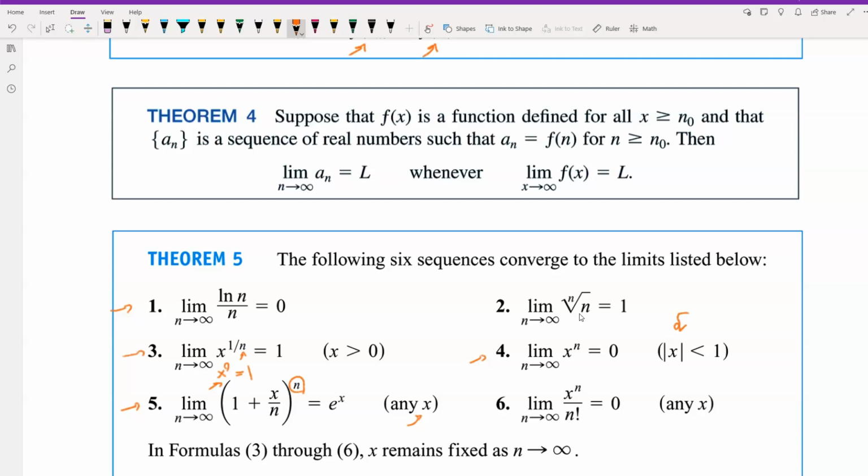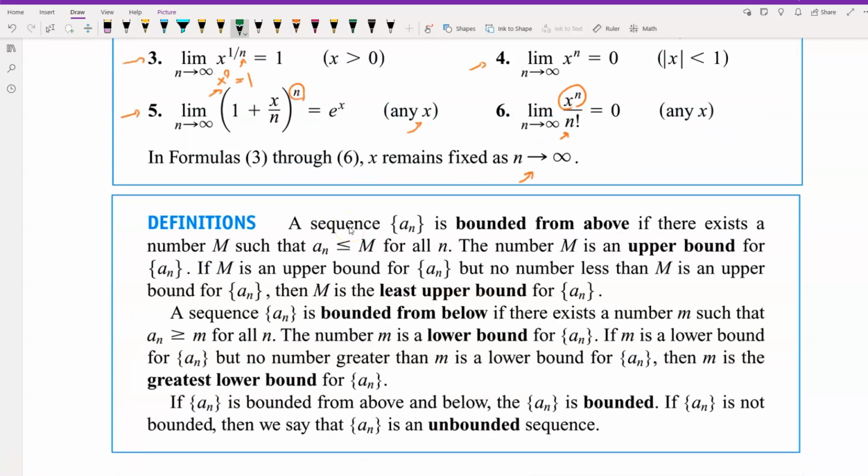Number 6, the limit of x^n divided by n factorial, when n approaches infinity, is equal to 0. Here again, we have any x. Here in the denominator, we have n factorial. Using infinity, it doesn't matter what we have on top. Any number divided by infinity will be equal to 0. In formulas 3 through 6, x remains fixed as n approaches infinity.